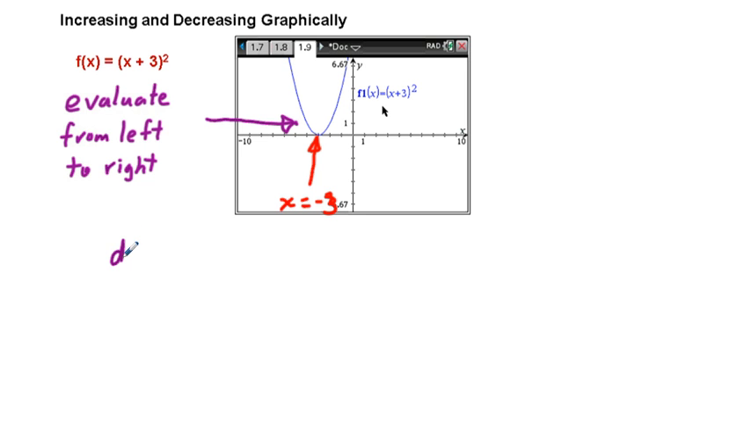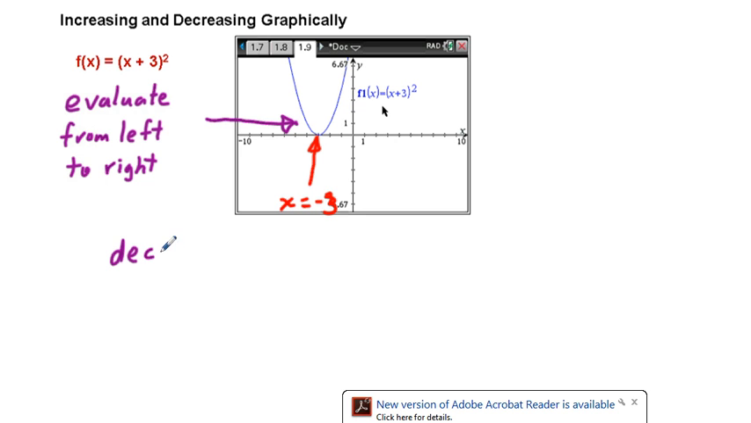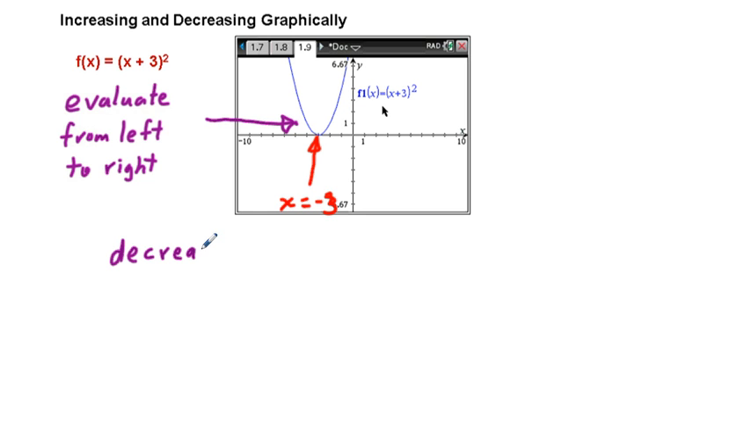So our function is decreasing on, meaning on the interval, we open with a parenthesis, -infinity, up to x equals -3, and we close with a bracket. Now that's a little bit debatable, but since the function is decreasing all the way up to x equals -3, we can close that -3 with a bracket as opposed to a parenthesis.